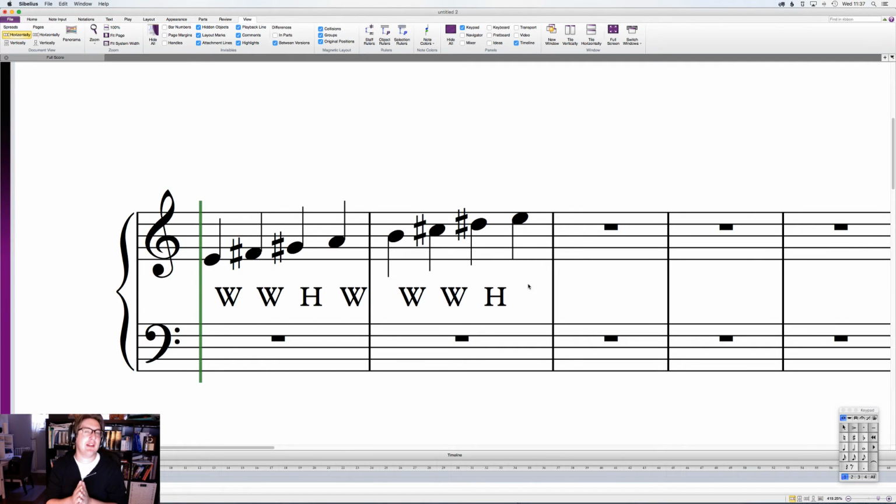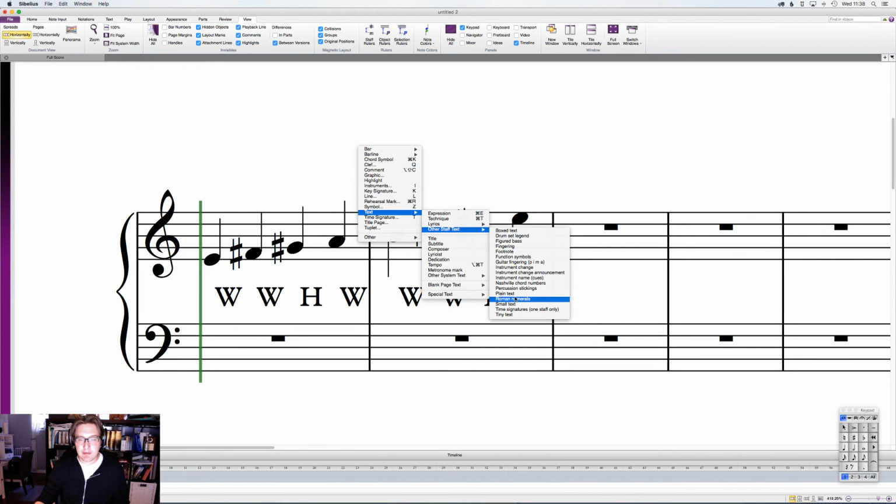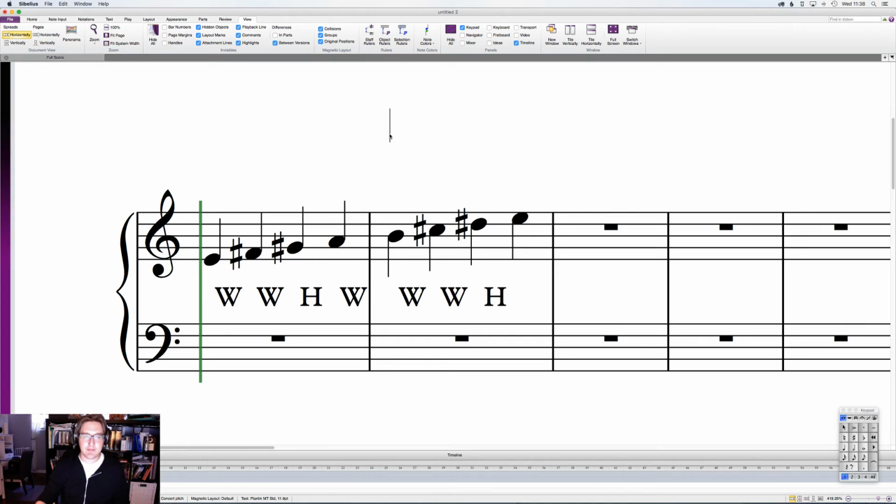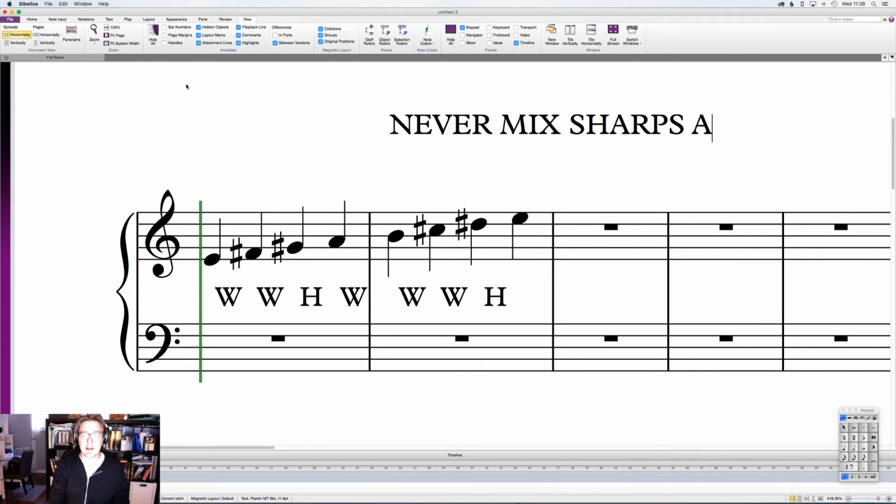A thing that I want to mention right here. We had to do a lot to change this scale. We had to add 4 sharps to it. Notice we did not add 2 sharps and 2 flats, or 3 sharps and 1 flat, or 3 flats and 1 sharp. I'm going to have to write this out in huge free text. Here we go. Okay, I'm going to write this in giant bold letters because it needs to be bold. Never mix sharps and flats in a major scale.